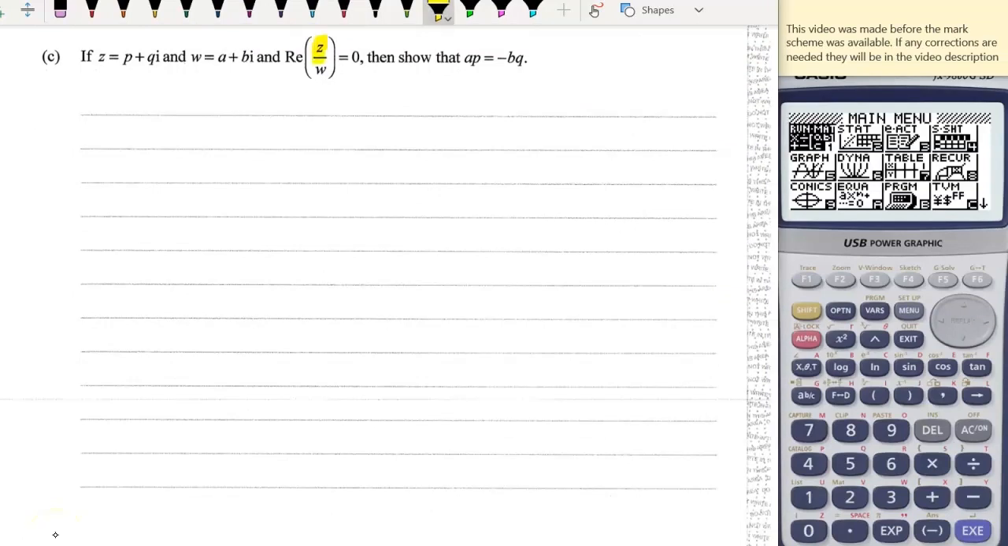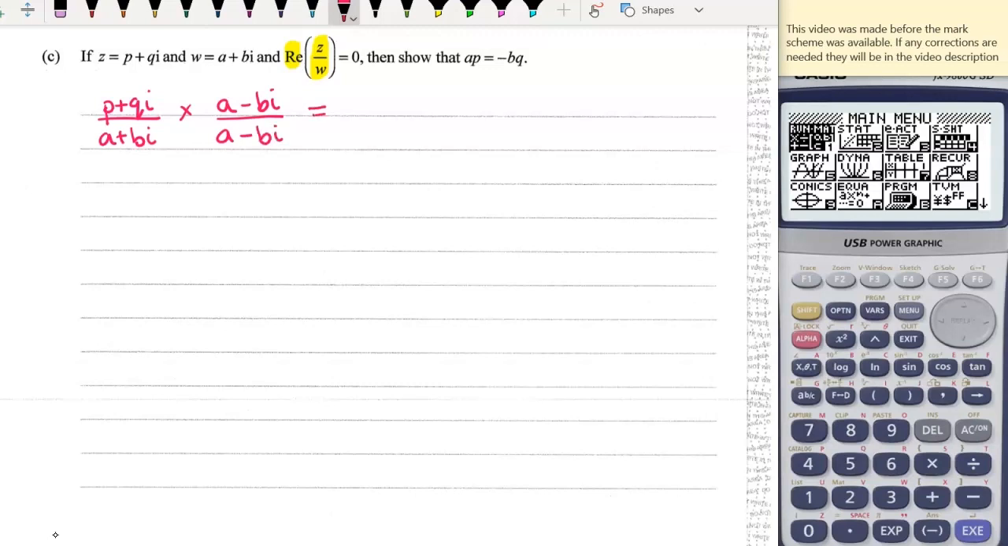Part C, we're going to start with working out what z over w is in the terms that we've been given. So z is p plus qi, w is a plus bi. And we want to be able to pull out the real portion of that, which means I need to rationalize the denominator first, so that we have everything all on one top line, if you like. So this will times by the conjugate of the denominator, like so.